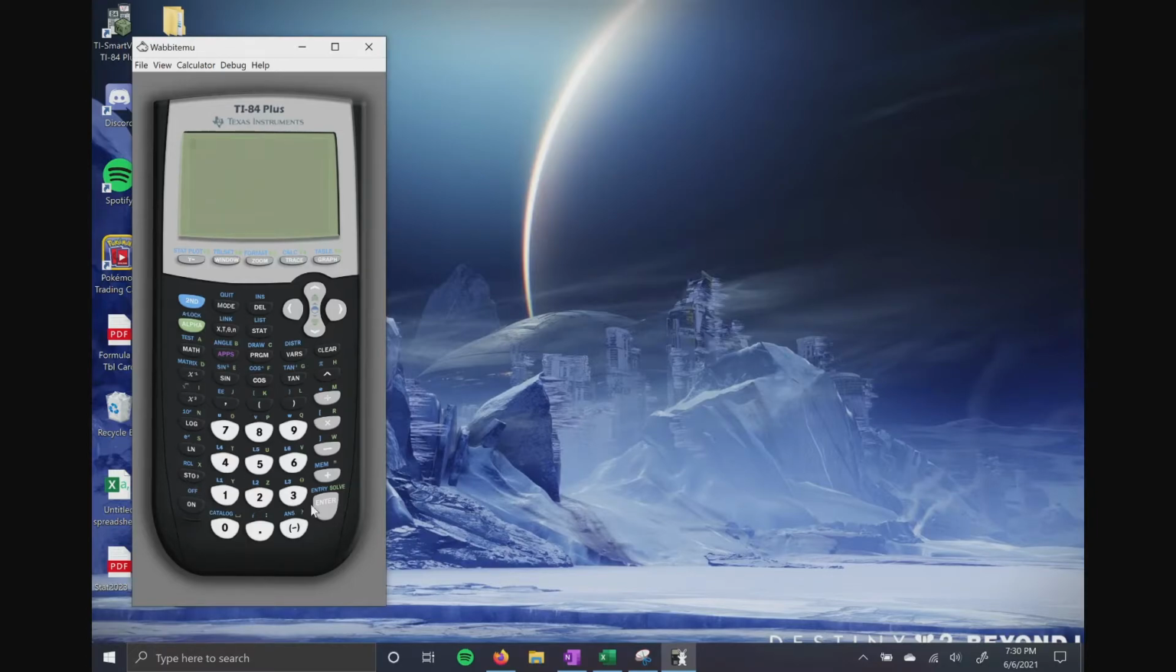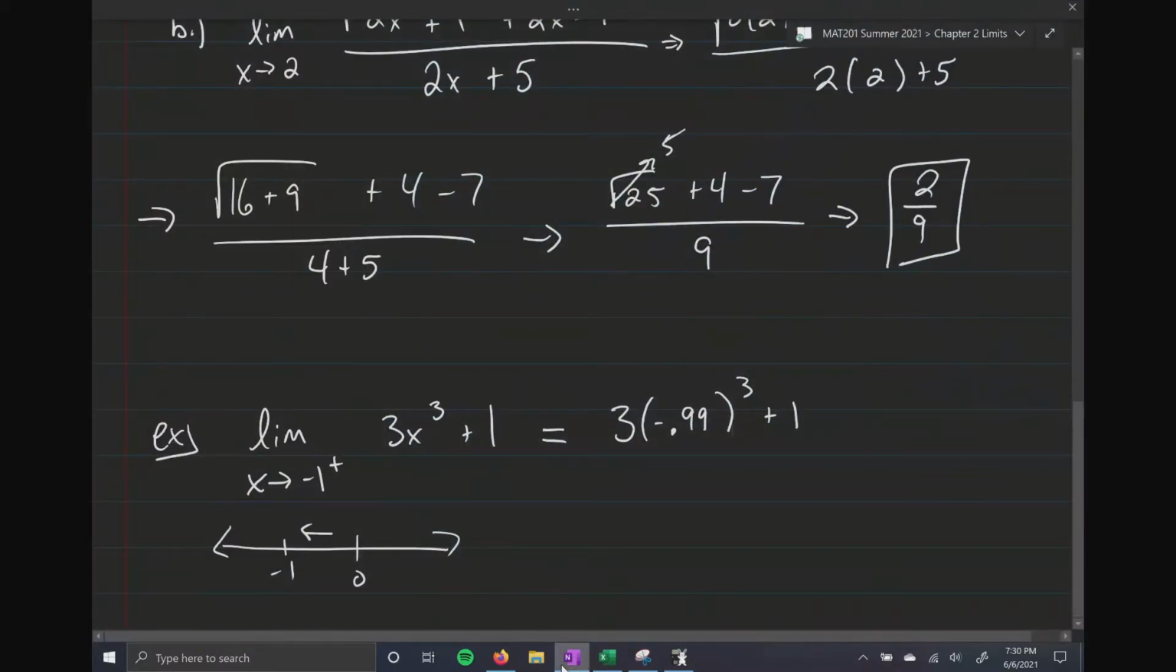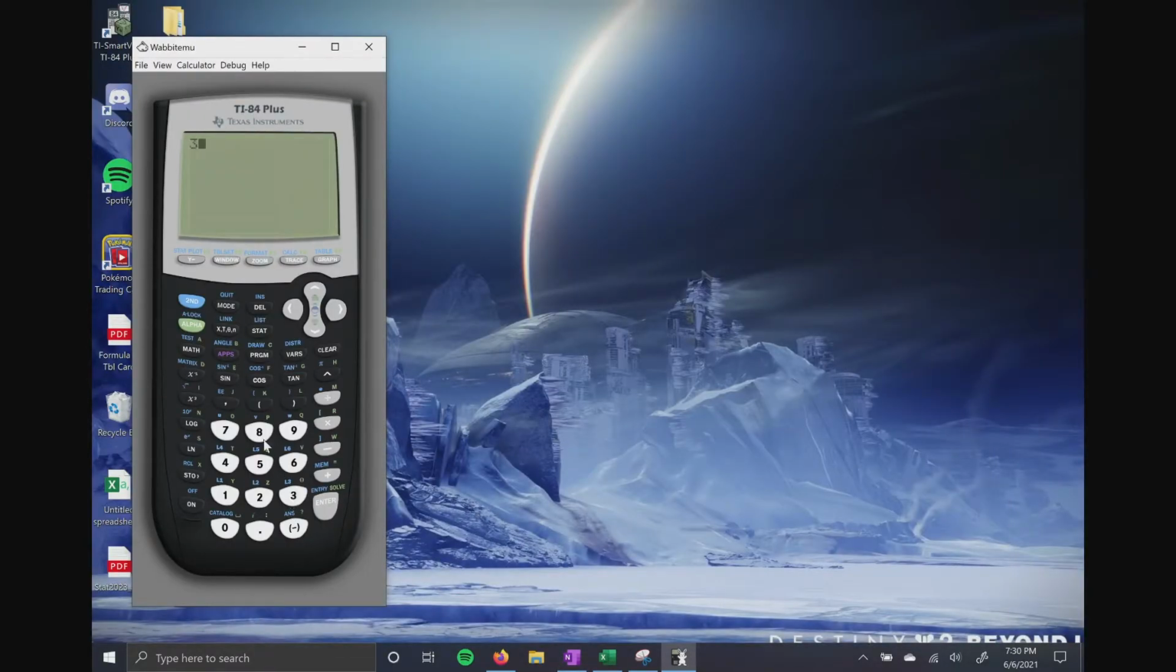So what was the function again? 3, okay. So it's 3 parenthesis negative 0.99 to the third power.